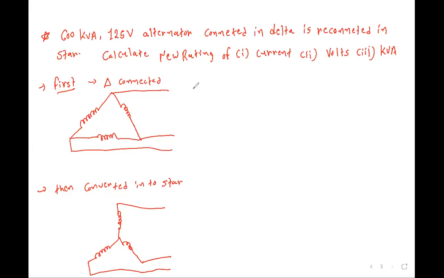What are the relations for delta connection? For delta connected, this is my voltage. But we are aware that in delta connection, my line voltage must be equal to the phase voltage. What is the relation between line voltage and phase voltage in delta? Can anyone tell me? Into what? √3. Okay.